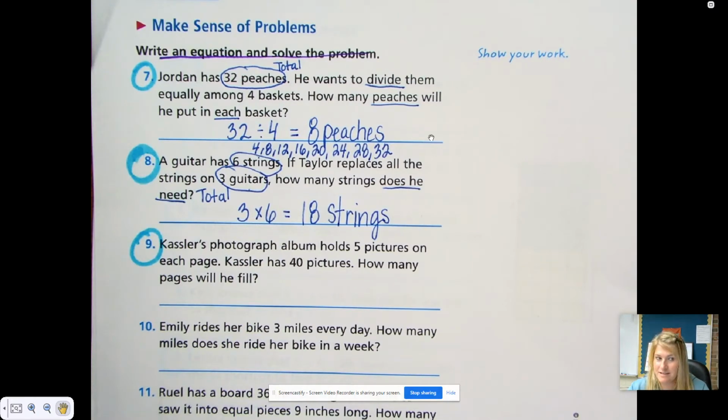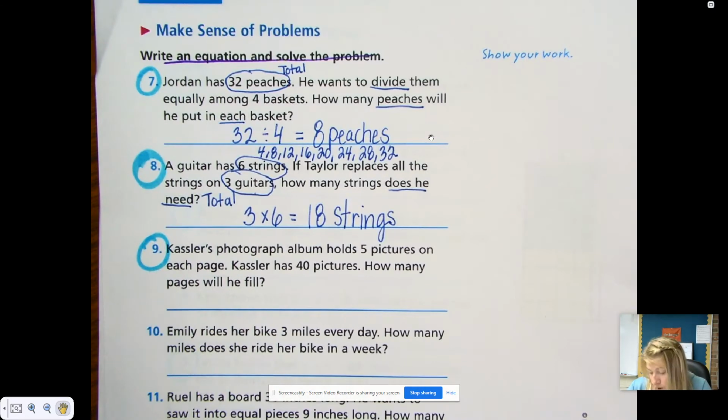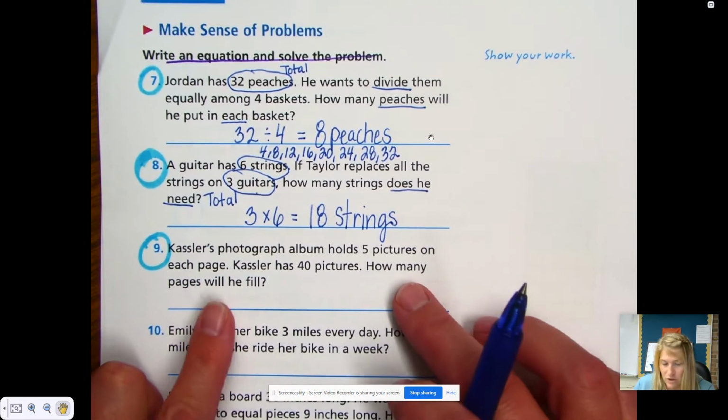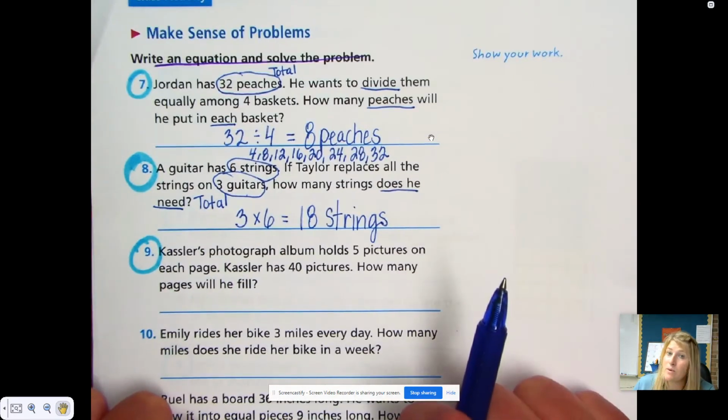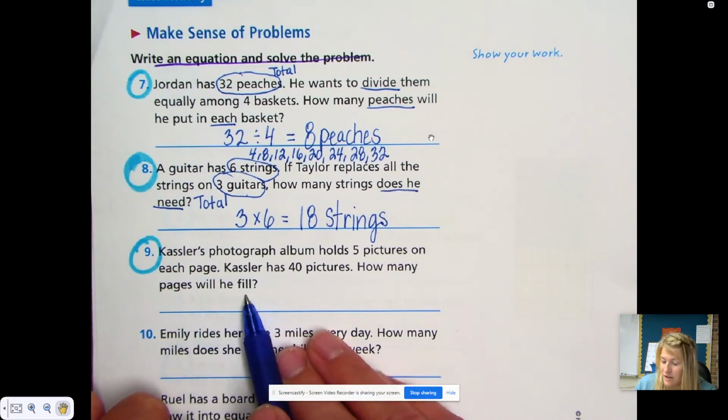All right, here we go. Kessler's photograph album holds 5 pictures on each page. Kessler has 40 pictures. How many pages will he fill? Well, I'm going to look at some information. I definitely have to look at that last question. That last question is very important. How many pages will he fill?